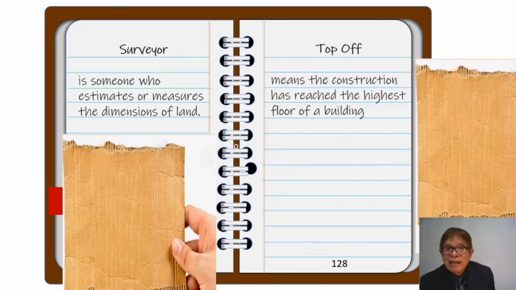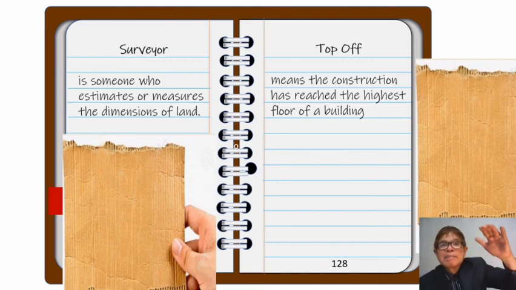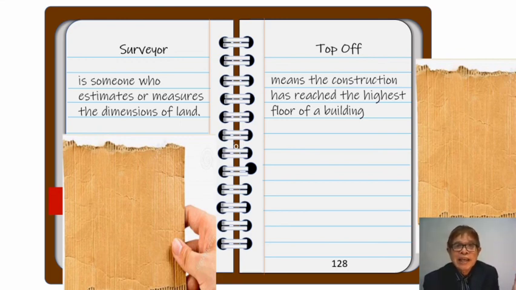Top off means the construction has reached the highest floor of a building. It means you can climb up to the highest floor as planned, though it still needs more time for finishing. For example, 30th floor. You can climb to the 30th floor, even with no finishing yet, no elevator. We will be topped off by August 2021. Okay, that's an example of top off.